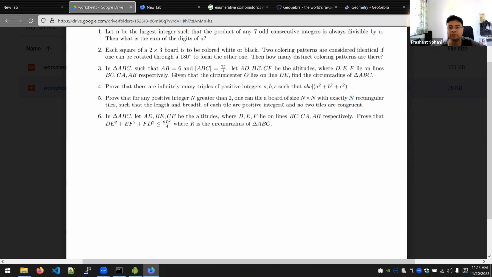In fact, first thing you do is forget the congruency condition. If I just ask you the question that you have to tile an n cross n board with k rectangular tiles, then what possible values of k are there? In the most extreme case, k can be only one because you cover the whole board with one tile. And in the other extreme, you will have all unit squares, 1 cross 1. So then k can be n square. But can k take all the values in between or not? That is without the congruency condition. But once you add the congruency condition, then how does that possible solution set of k change?